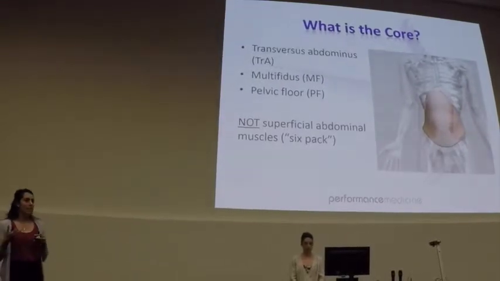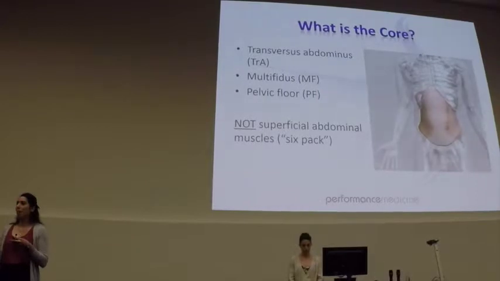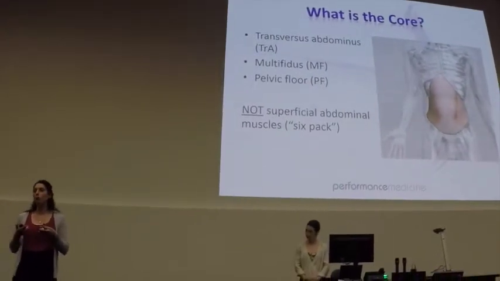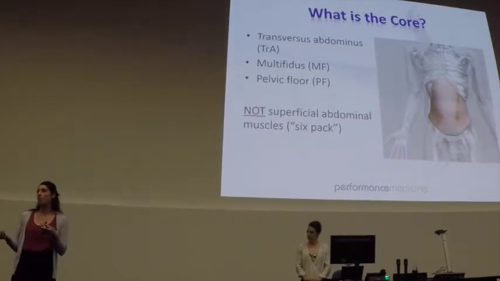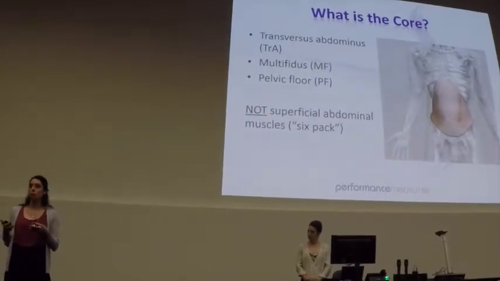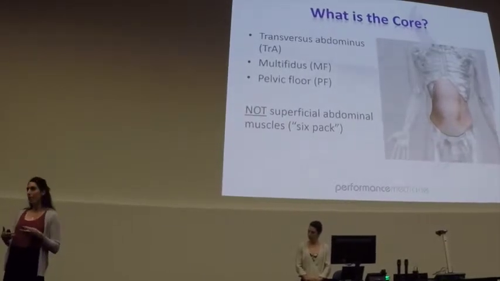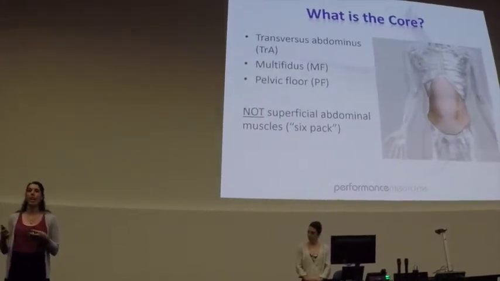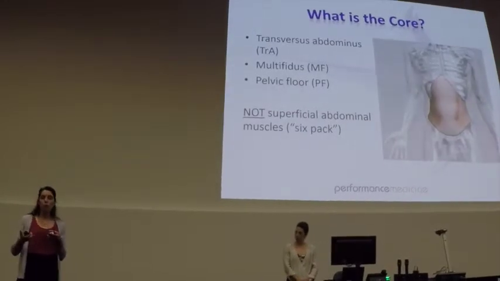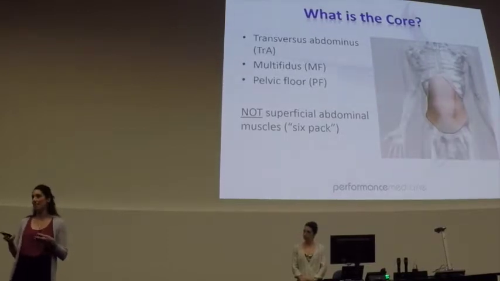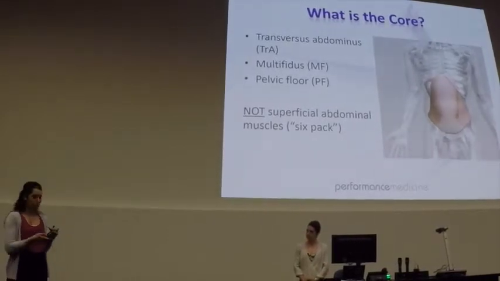The core in today's society tends to get thrown around by a lot of people, personal trainers, just colloquially as well. And a lot of people in lay terms understand it to be those superficial global muscles of the trunk. So things including the six-pack, or the rectus abdominis muscles, and the two oblique muscles. So it's important to differentiate that the core that we're speaking about today isn't those bigger muscles.